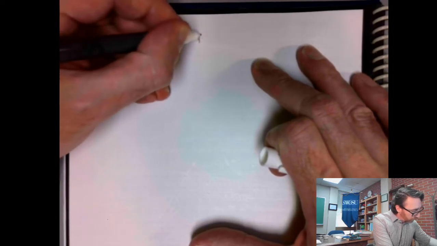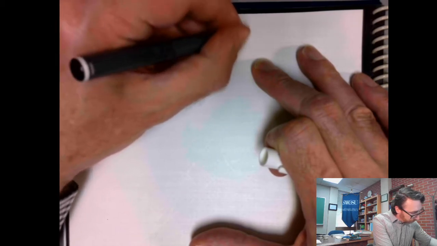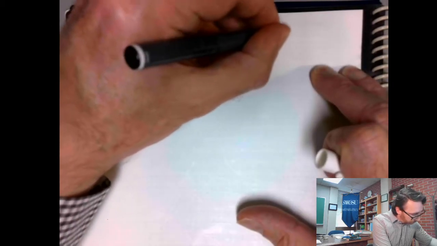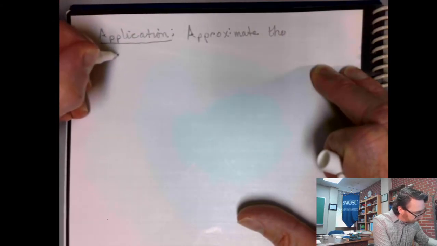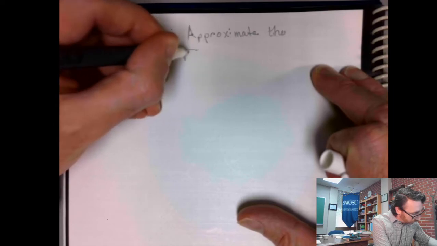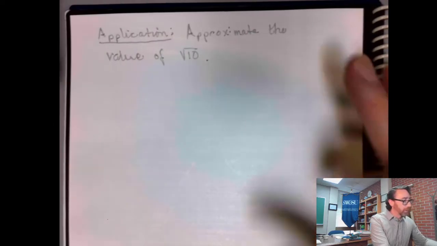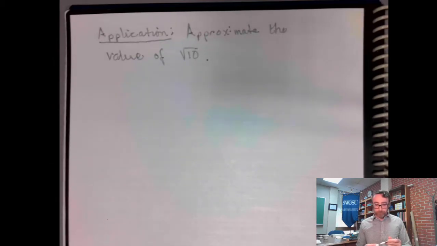So what I want to do is approximate the value of radical 10. Right now, I don't know what the decimal value of radical 10 is, right? It's an irrational number. It's a non-terminating, non-repeating decimal.